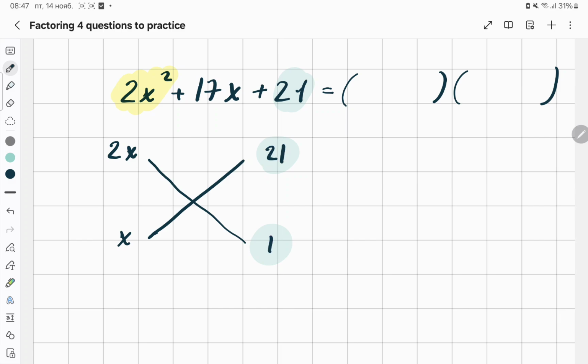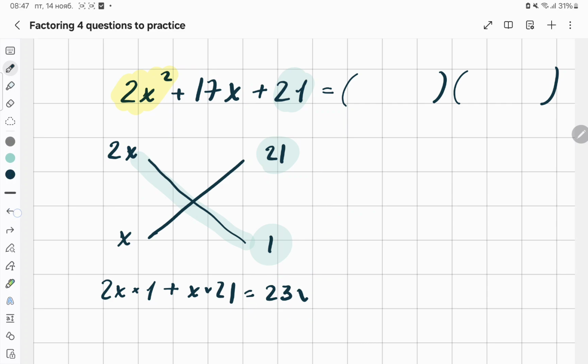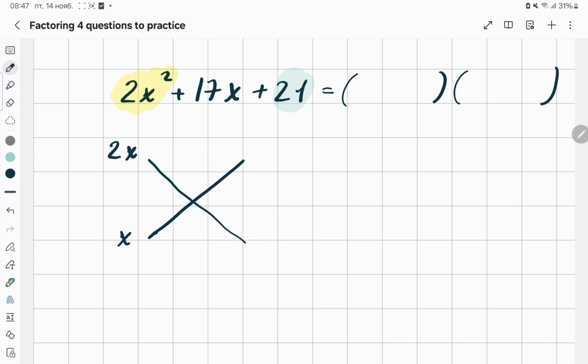But it's not appropriate because these lines are going to be used for multiplication. So 2x times 1 plus x times 21 equals 23x. And this number must be equal to this number. And you see that it is not equal. It means that we have to change to another two numbers, yeah? So initially it looks challenging, but it is not. If you understand the skill, you will solve it very fast.